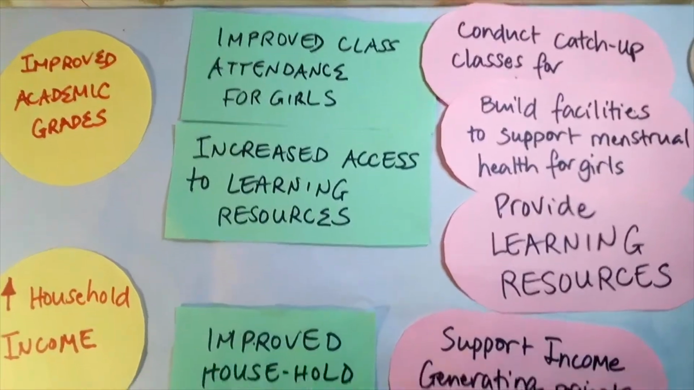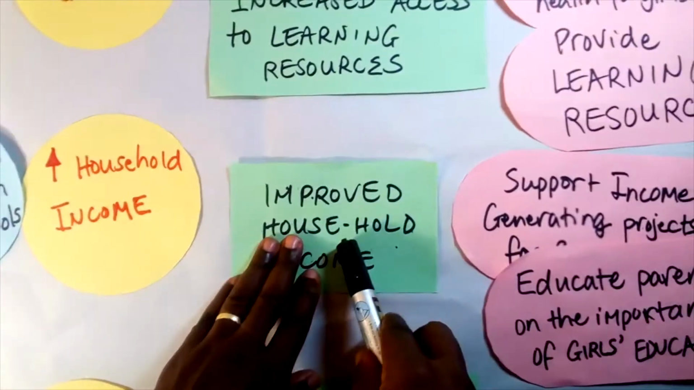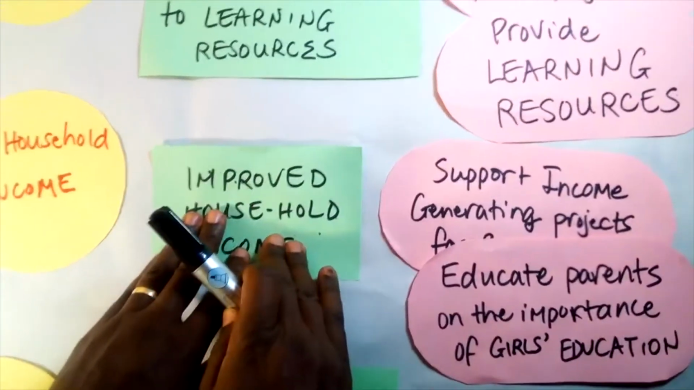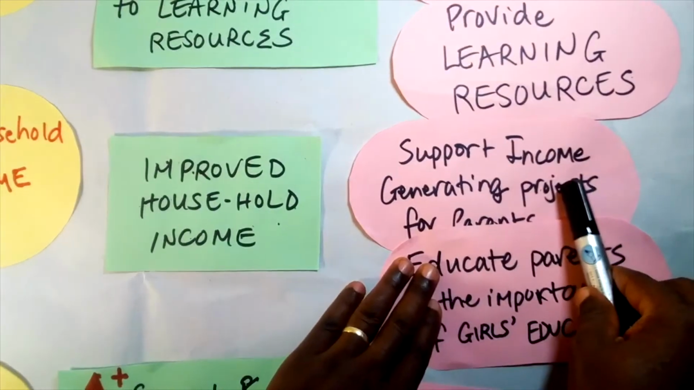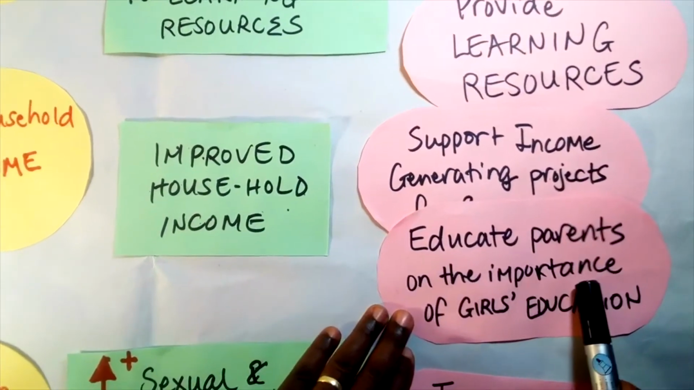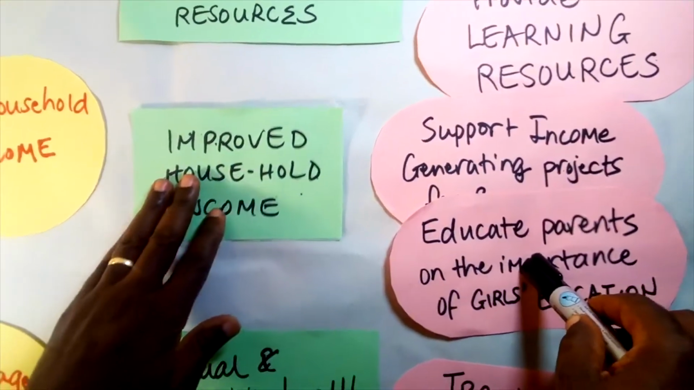Let's move down to the income. Sufficient household income. What do we do? Let's improve household income. For us to improve household income, the activities are going to be, let's support income generation projects for parents. Let's educate parents on the importance of girls' education so that when they get the money, they can take the girls to school.